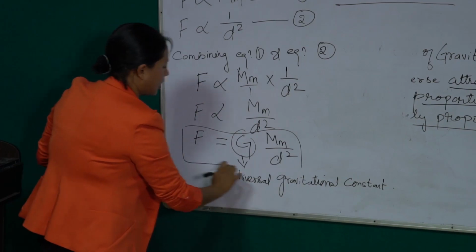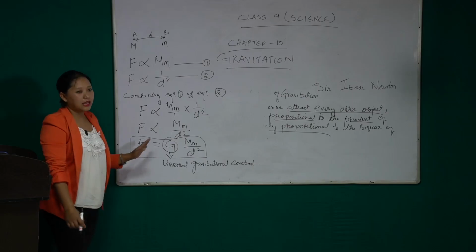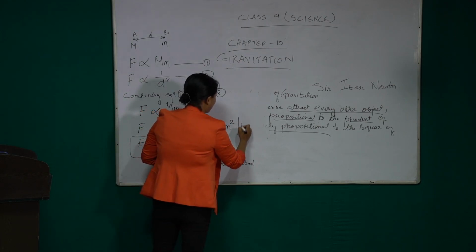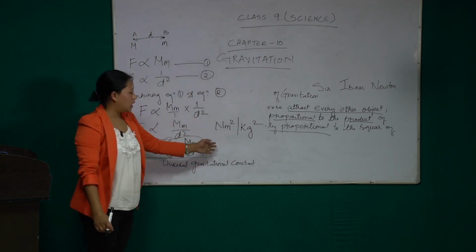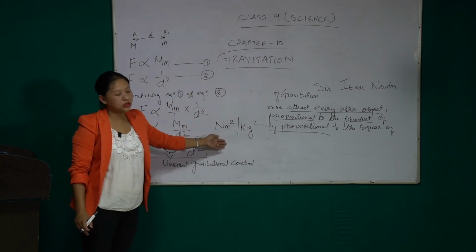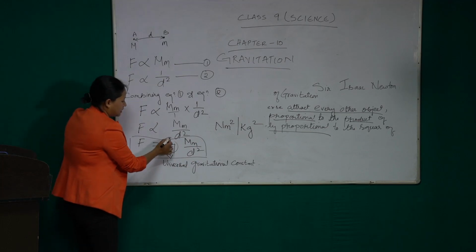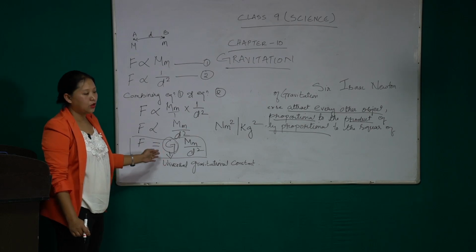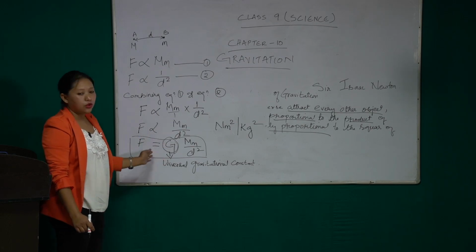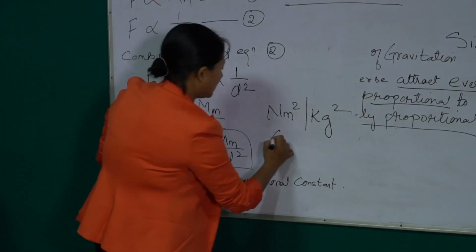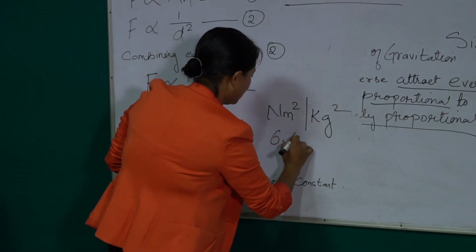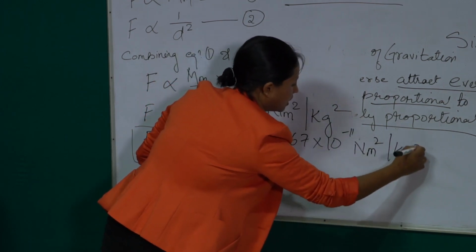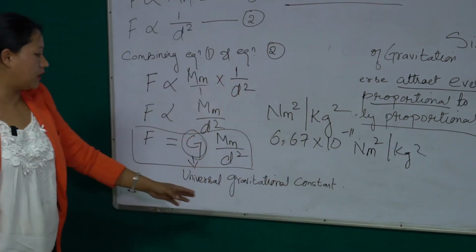So this is the famous universal law of gravitation, and the unit of G is Newton meter square per kg square. The universally accepted value of G is a constant value. It will not change. It is 6.67 into 10 to the power minus 11 Newton meter square per kg square.